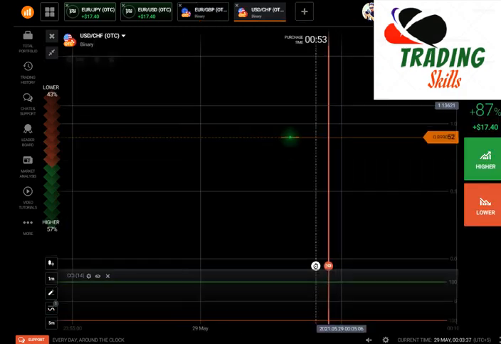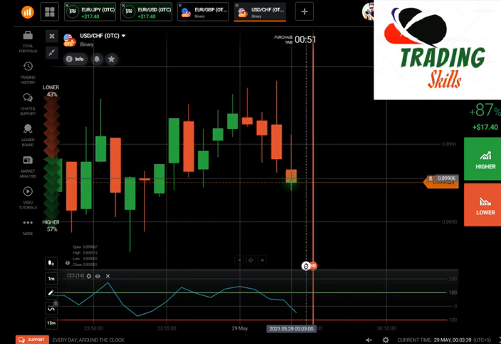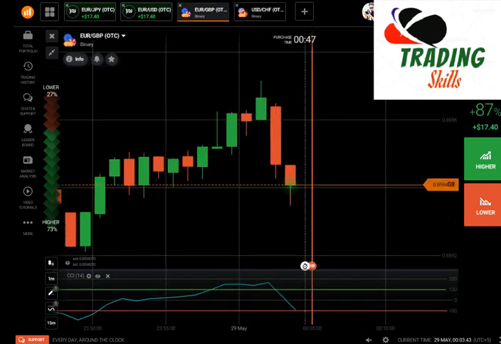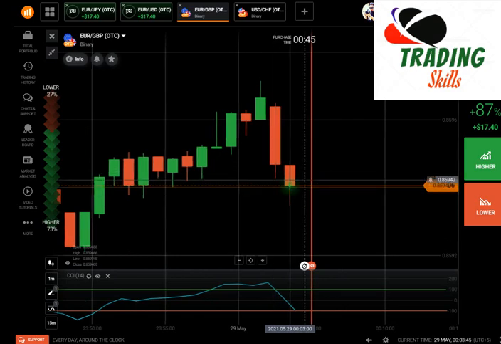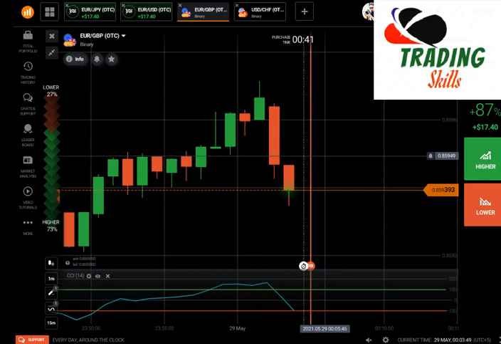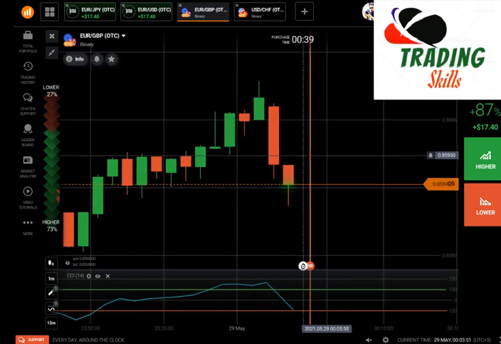Okay, in USD CHF, what I'm seeing here is a weak candle. Okay, no issues. You can see market is going down and this candle will close as a bearish, so strong candlestick strategy will work here.